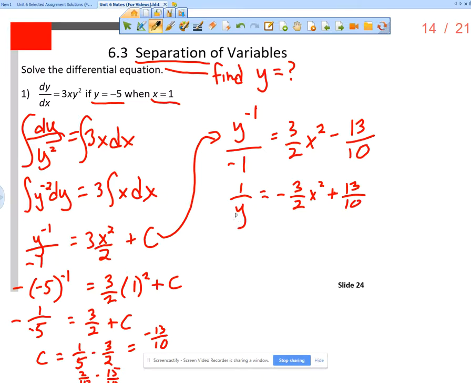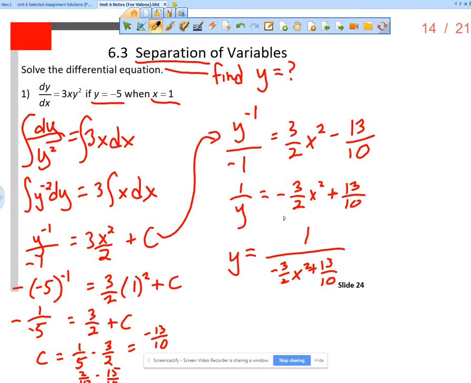Well, it would really be like taking the reciprocal of both sides. Now, the way we can think about this is if I were to multiply both sides by y, I would have 1 equals y times that, and then I would have to divide everything by that. In other words, I get y equals 1 over negative 3 halves x squared plus 13/10. Okay, so if I have 1 over y, I just solve for y by taking the reciprocal of both sides.